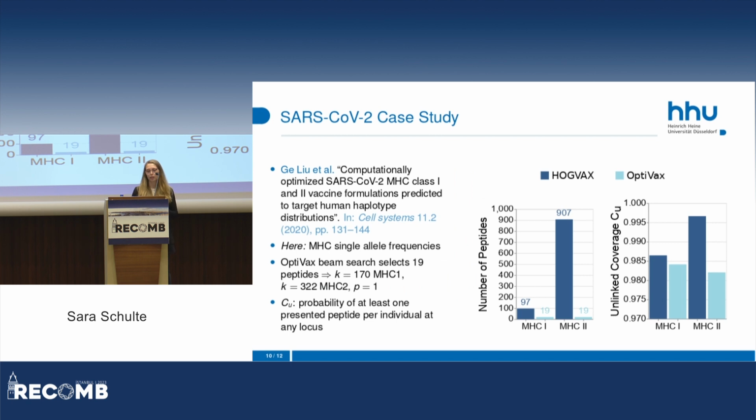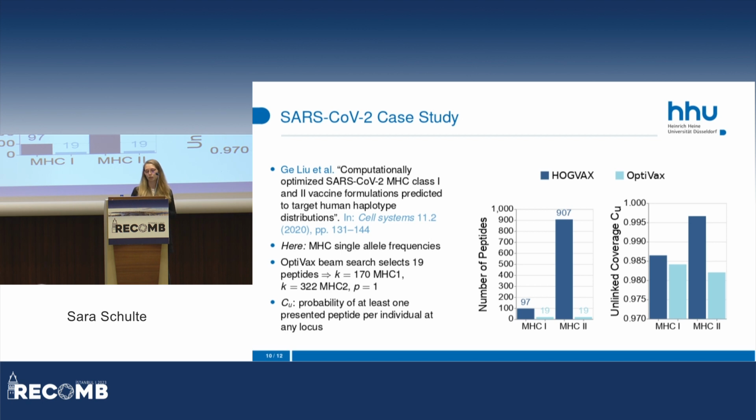So I evaluated HOGVAX using the SARS-CoV-2 case study proposed by Leo et al. And also compared HOGVAX to the tool OptiVax proposed in the same study. OptiVax uses a beam search, so this is a heuristic breadth-first search, to select an optimal set of peptides. Here the following computations are all done on single MHC allele frequencies, and I let OptiVax run first to select a set of 19 peptides for MHC class 1 and 2 separately, and then I concatenated those peptides to get our maximum length limit K for HOGVAX.